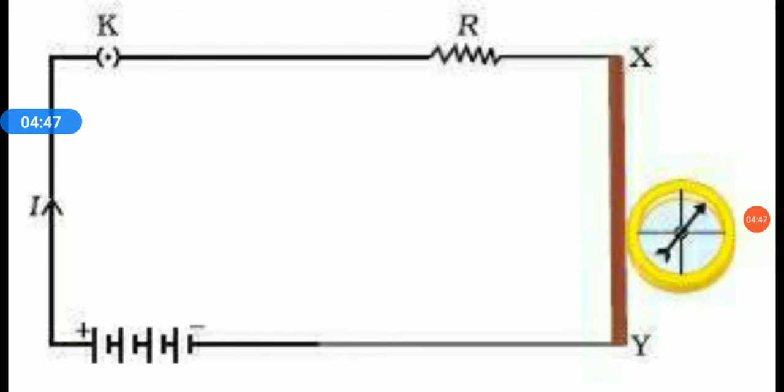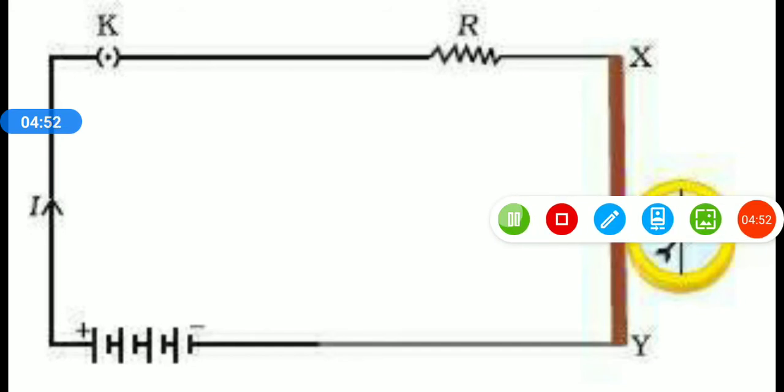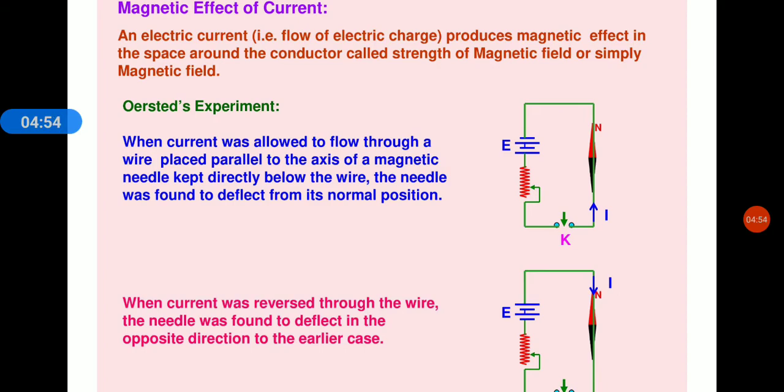Now let's see the experiment of Oersted. Before that, the magnetic effect of current. As a definition, you can say that an electric current, the flow of electric charge, produces a magnetic effect in the space around the conductor, called the strength of the magnetic field or simply magnetic field. We will understand this. Let's come to the Oersted experiment.